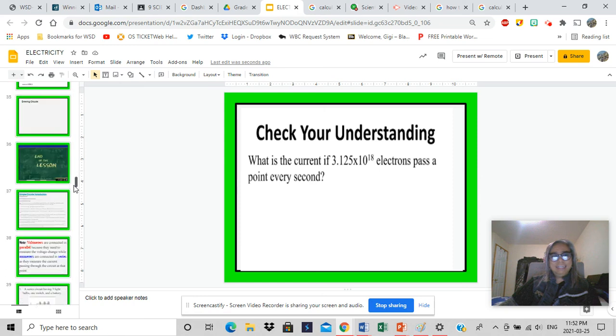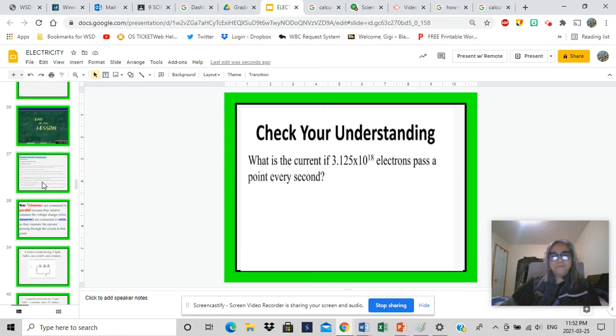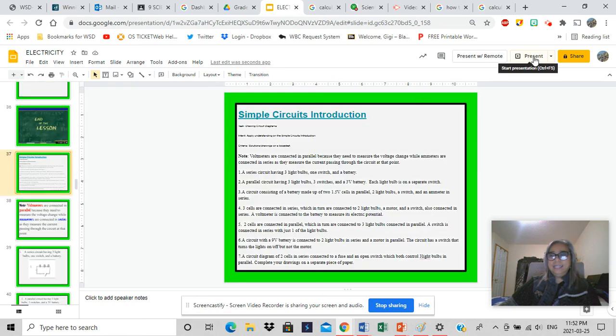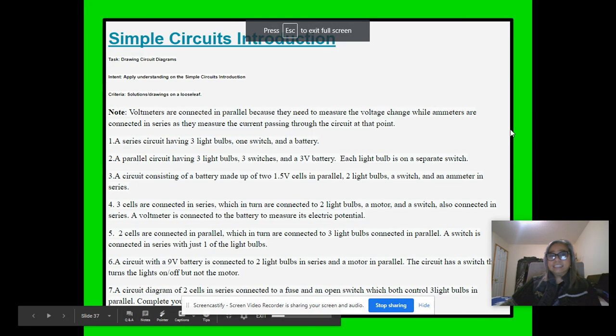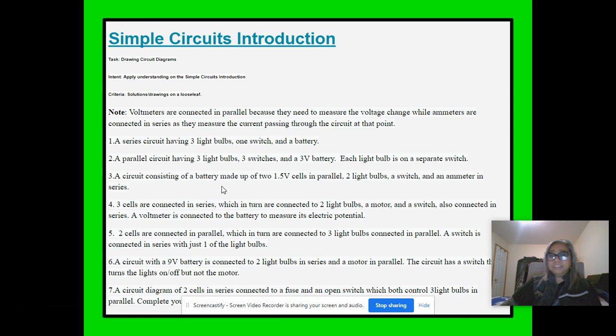Because I know this is being lined up for you guys. So let's have a preview of this. So it would be drawing of simple circuit diagrams or schematic diagrams, okay?